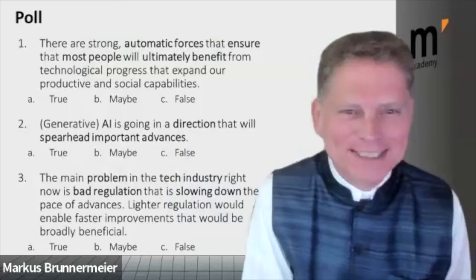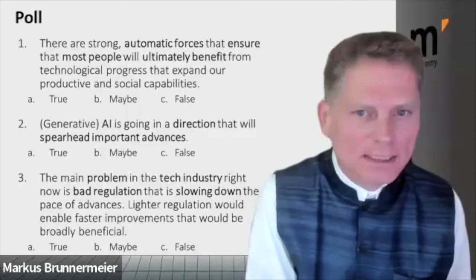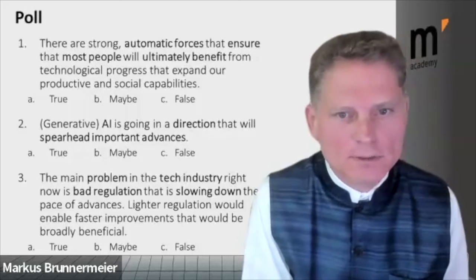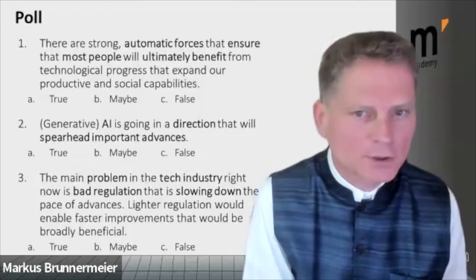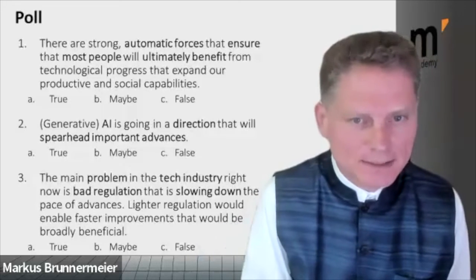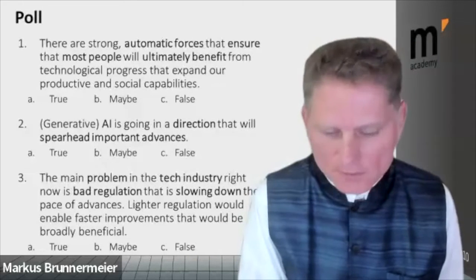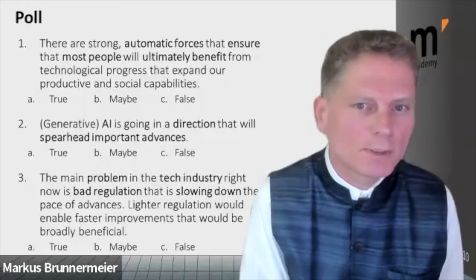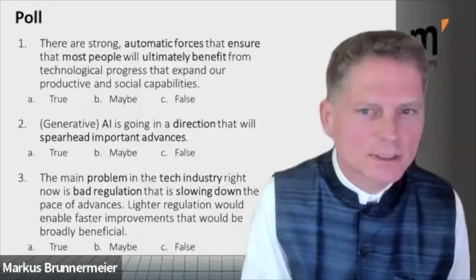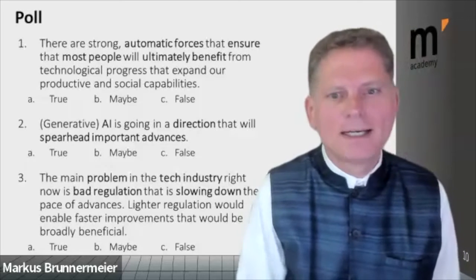And the third question is, the main problem in the tech industry right now is bad regulation that is slowing down the pace of advancements. Lighter regulation would actually improve things. And only, I think, 13% said that's true. 36% thought maybe, and 51% said it's false. People think that regulators are not really slowing things down. Might be different from continent to continent, as well.